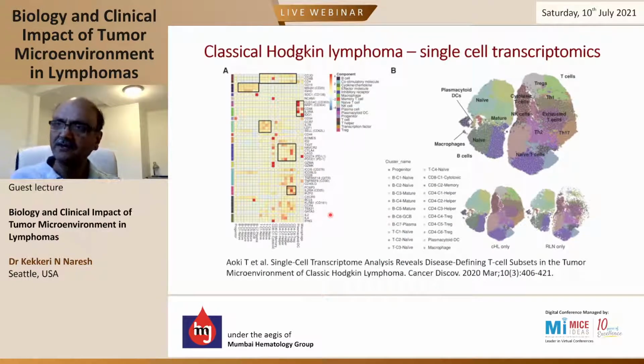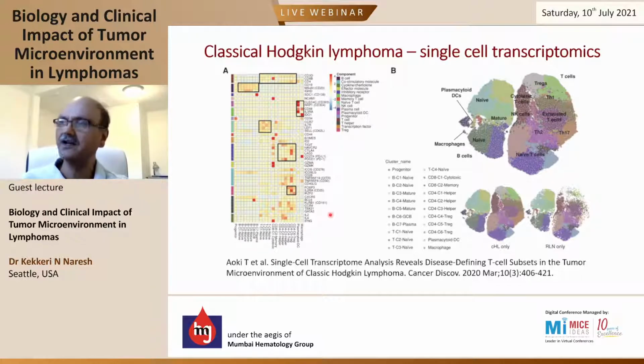Now things are moving on into looking at single cell transcriptomic analysis. You can take all the cells in Hodgkin lymphoma and type the cells in great detail, and you will see that there are various types of lymphoid cells, plasma cells, B cells, and T cells present within the microenvironment of Hodgkin lymphoma. And these cells are very different from what one can see in a reactive lymph node. Here, this was a study looking at the T cell subsets in classical Hodgkin lymphoma and reactive lymph node. And within the microenvironment of Hodgkin lymphoma, this identified very many different types of subsets of T cells and B cells. But this was not a study which looked at outcomes.